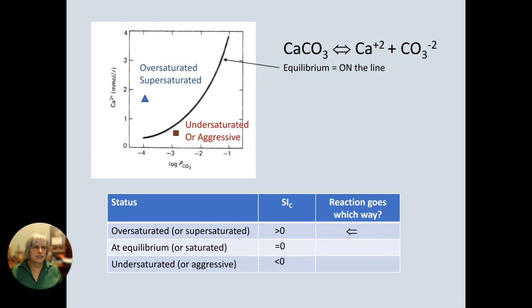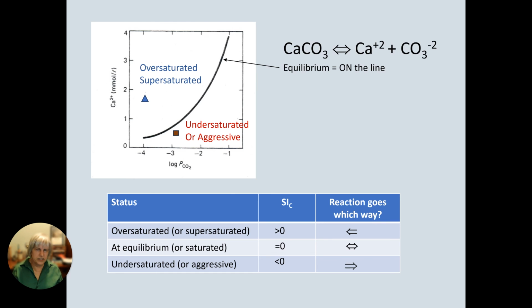When we're oversaturated, it means there's too much calcium present for what we would expect at equilibrium, which means the reaction is going to go from right to the left. We will precipitate calcite, or precipitate the mineral, whenever we're oversaturated. Okay? At equilibrium, nothing happens. The reaction goes equally in both directions.